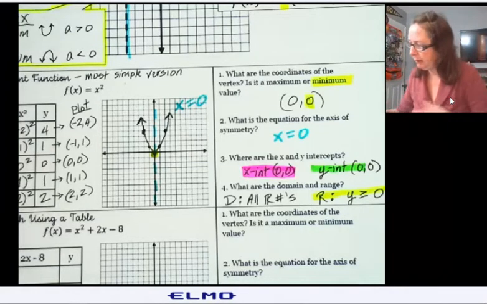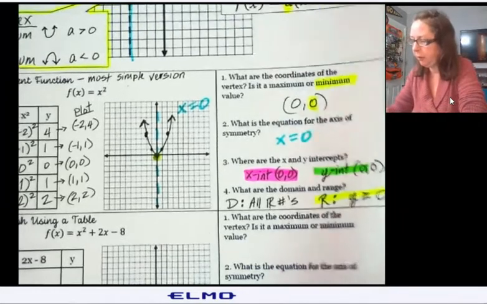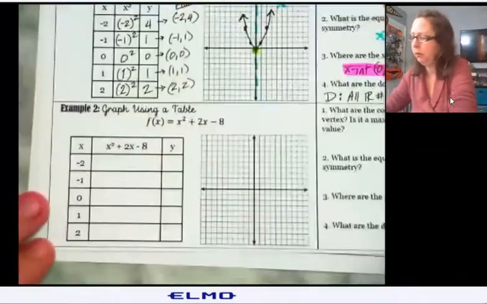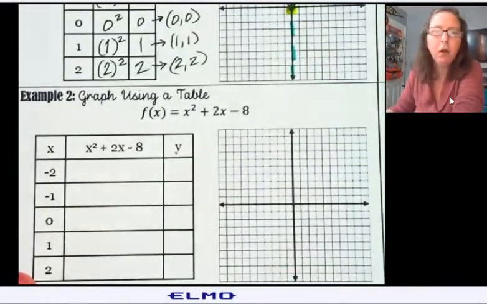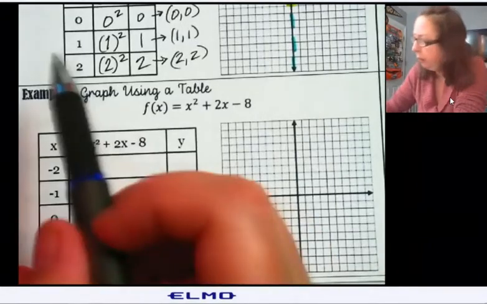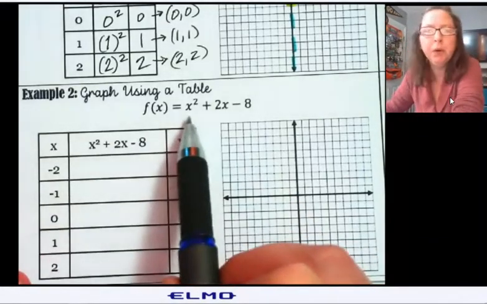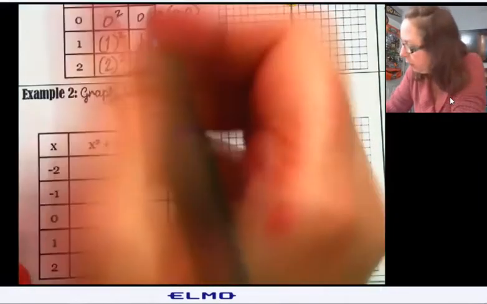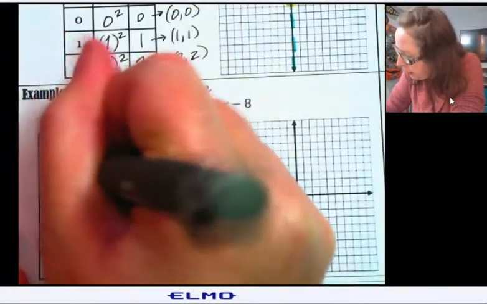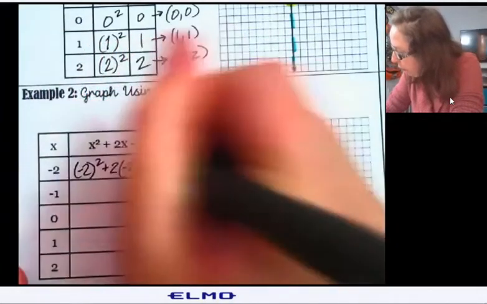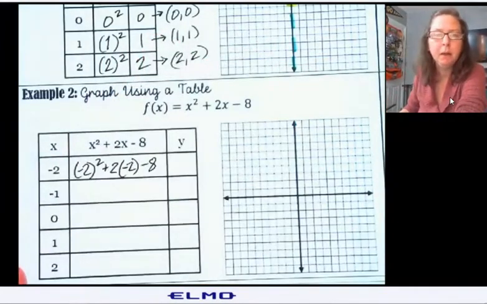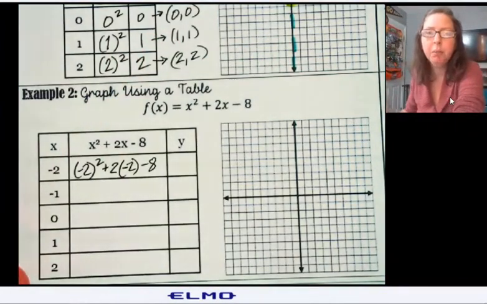All right, let's take a look at number 2, another example of graphing using a table. So I'm going to zoom in here. Okay, what we need to do is to plug in these x values everywhere there's an x in this function. So here's what I'll have: negative 2 squared plus 2 times negative 2 minus 8. And then I'm going to simplify that. So I'd like for you to pause this video and then fill in all the rest of this table, okay?